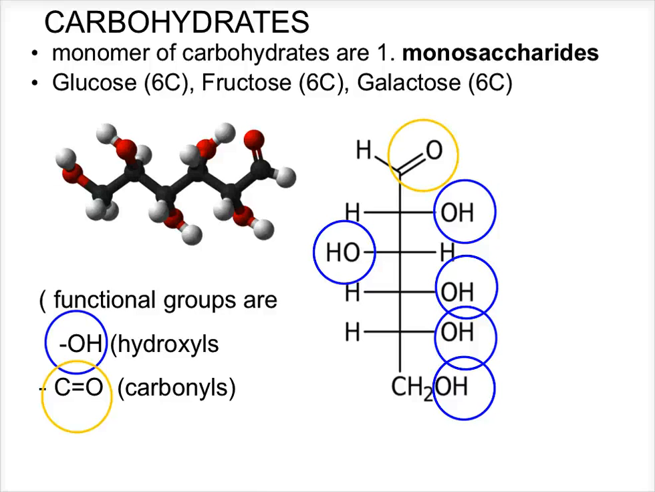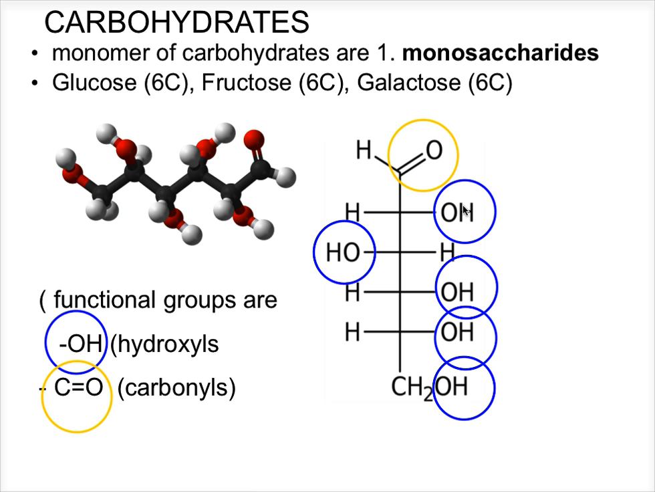Biological molecules, carbohydrates. Carbohydrates are made up of smaller units called monosaccharides. So the monomer of a carbohydrate is a monosaccharide, and the most common ones that you come across are glucose, fructose, and galactose. All of these are isomers of each other, and I wanted to just show you the functional groups that make up your carbohydrates.